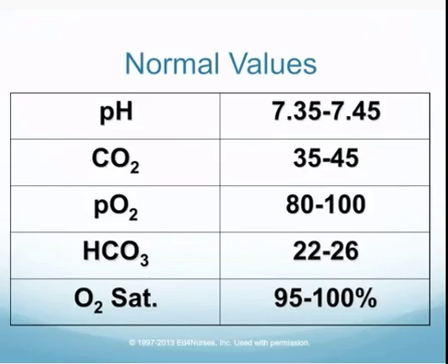On the other hand, look at the CO2. CO2 is 35 to 45. You might be able to remember this easily by just remembering it's the same last 2 numbers as the pH. But the CO2 normal range is 35 to 45.